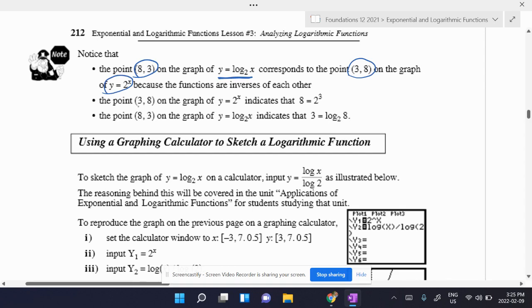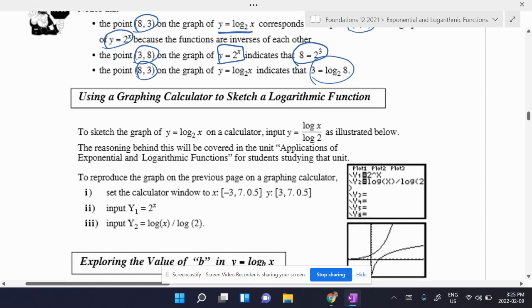The point (3, 8) on this graph means that 8 is equal to 2 to the power of 3. The point (8, 3) on this graph means that, I should say, 3 is equal to log base 2 of 8. Okay? All right.